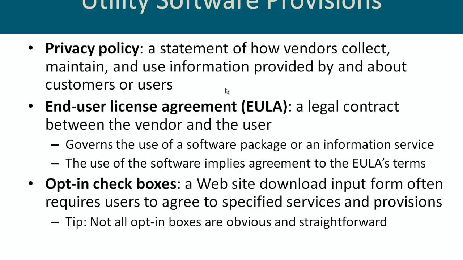Alright, so software provisions. There's usually a privacy policy from the vendor to tell you, here's how we expect you to use our stuff. There's an end user license agreement, which is the legal contract between you and the vendor. And there are often opt-in checkboxes that allow you to install additional software or to give them additional rights, like to email you a whole bunch of spam.